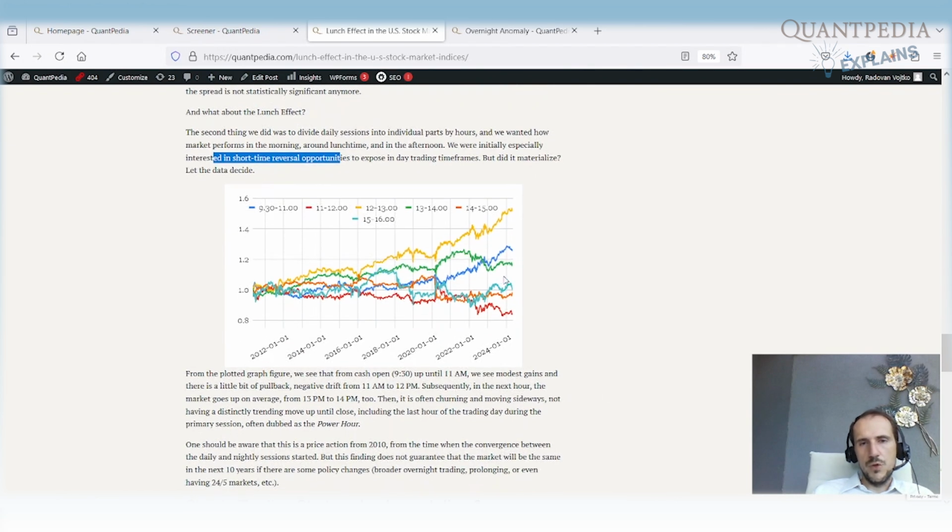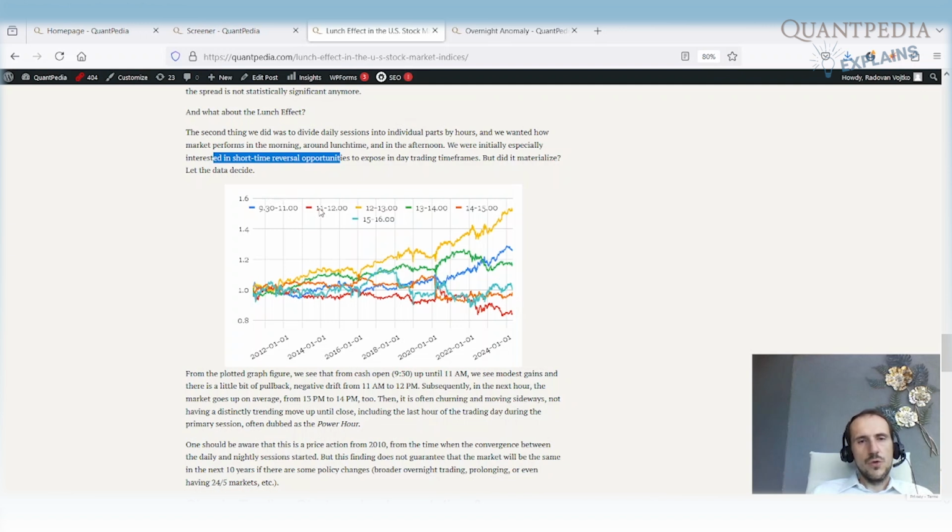So let's take a look at the chart. This is the chart on an hourly basis. The blue line is from 9:30 until 11, then there is a red line from 11 until 12, etc. The first thing that's interesting is that there is some price appreciation on average between 9:30 and 11. So this is the chart that accumulated all of the 9:30 to 11 periods into the final performance. So that's the blue one. So there is some price appreciation during the morning hours.